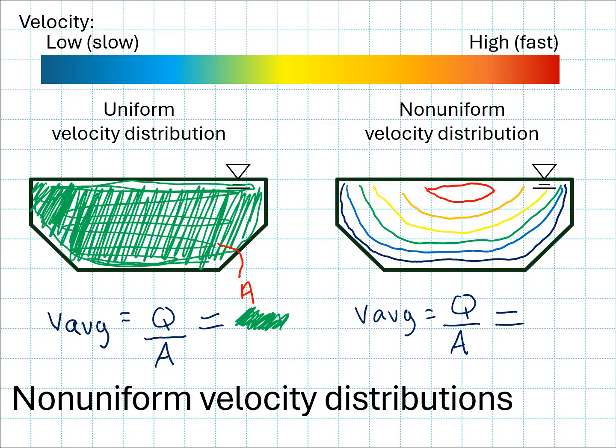But since I don't know my true velocity, the best I can maybe do is to compute an average velocity based on Q over A. And what I'm going to find out is that my average velocity is always going to be just a little bit smaller than my actual velocity. Over on the left-hand side, my true velocity and my average velocity in the uniform distribution were the same. On my non-uniform side, my average velocity is going to underestimate the actual velocity in the channel.